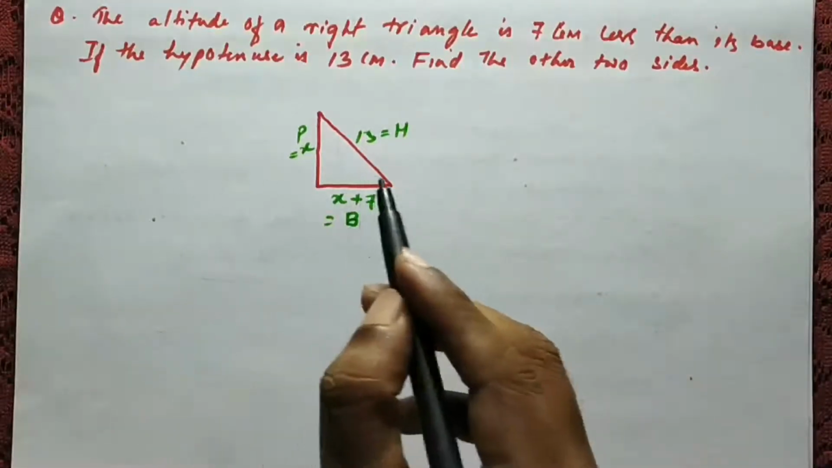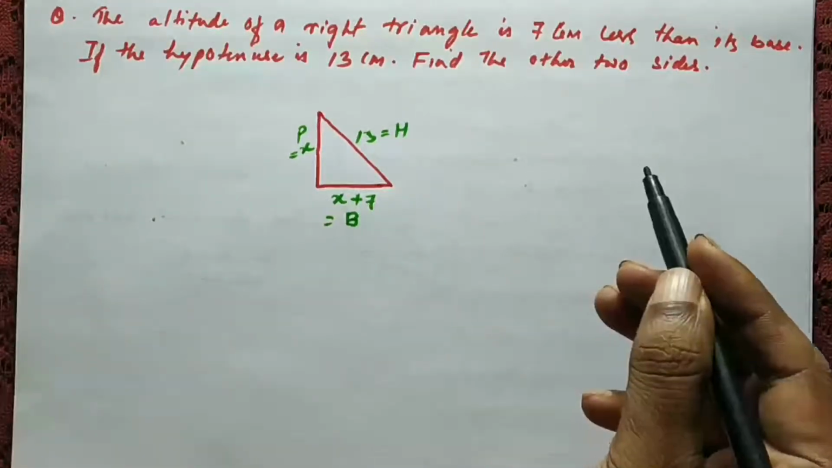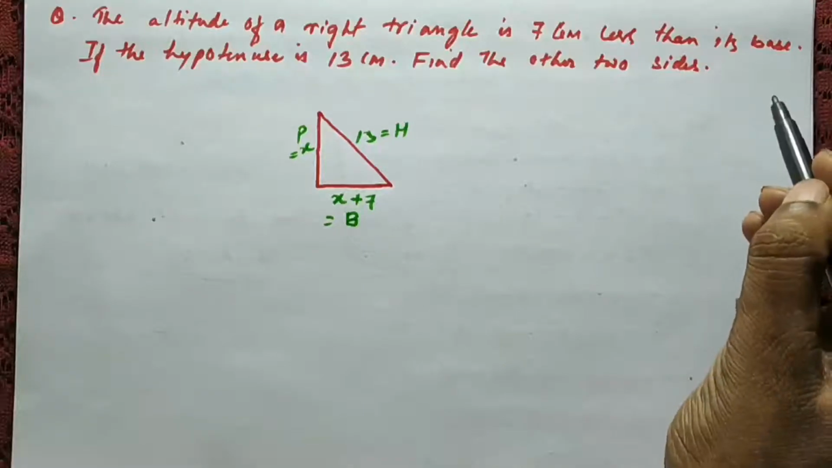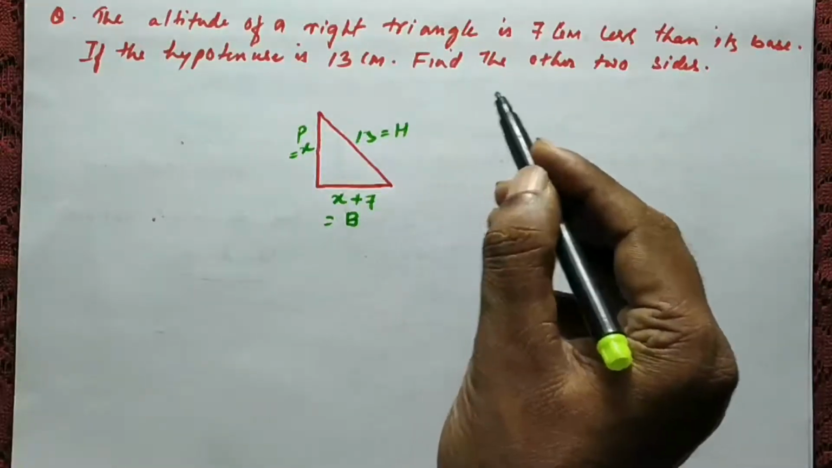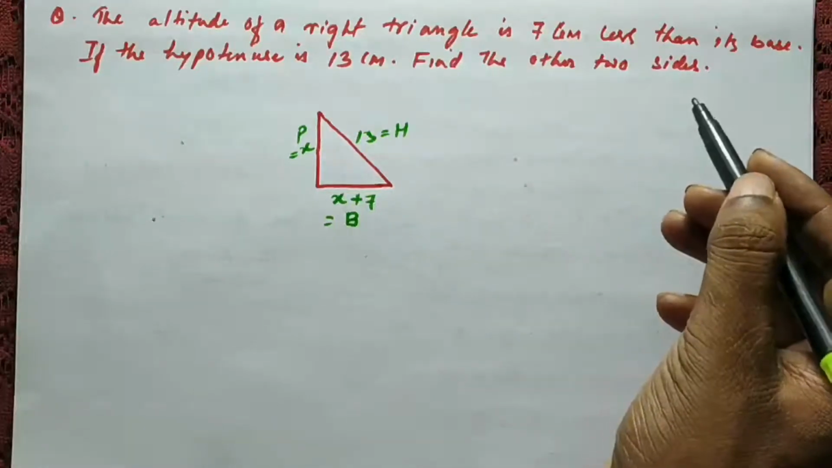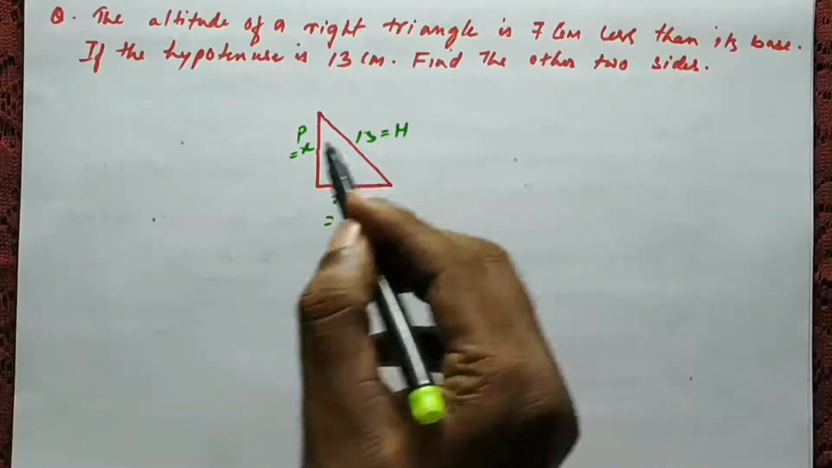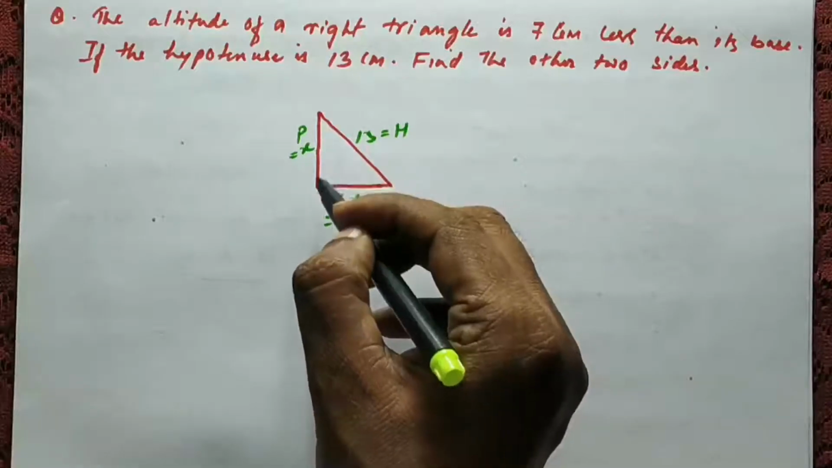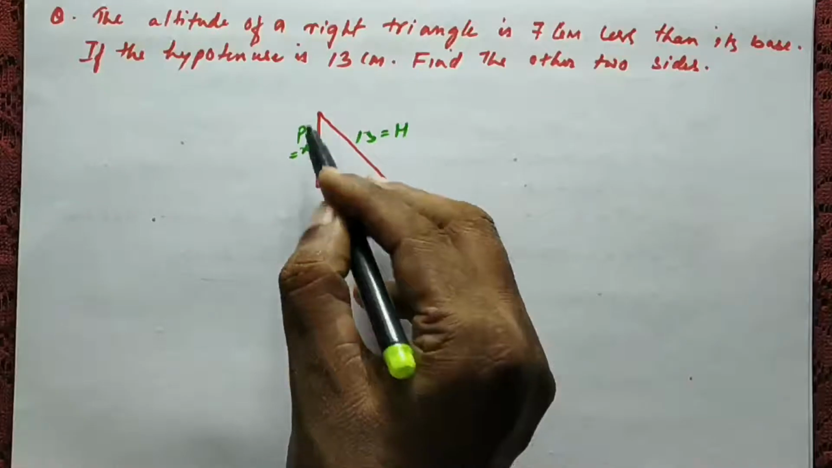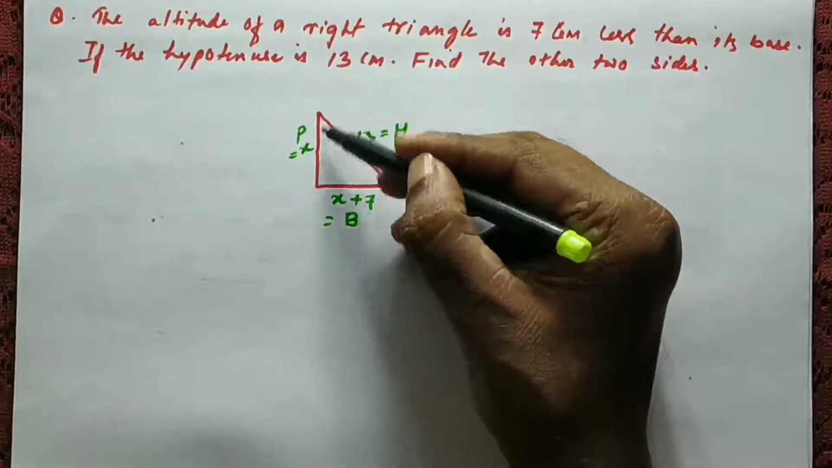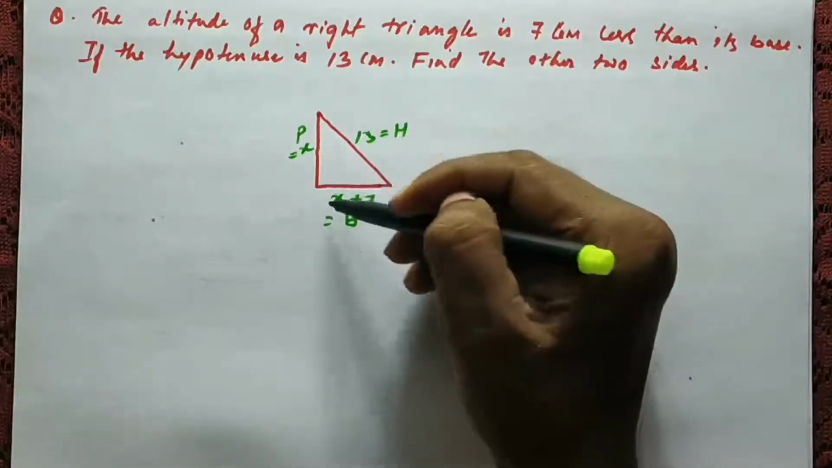Now we have a question. The altitude of a right triangle is 7 cm less than its base. If the hypotenuse is 13 cm, find the other two sides. Now draw a right angle triangle. Here, this is the altitude, and this is the base.